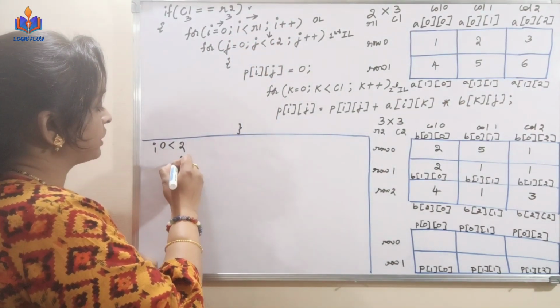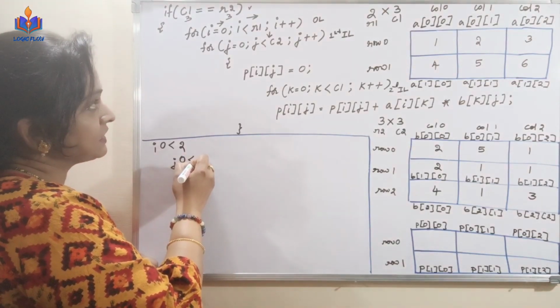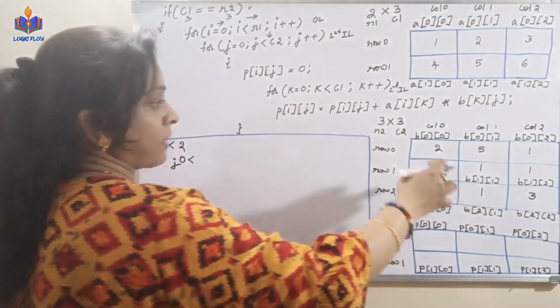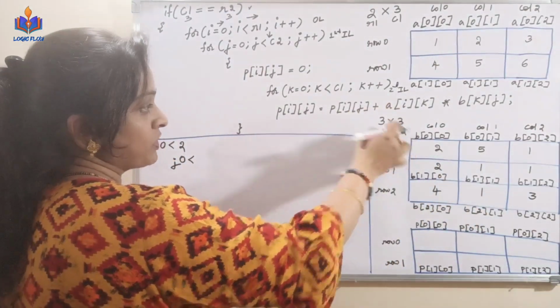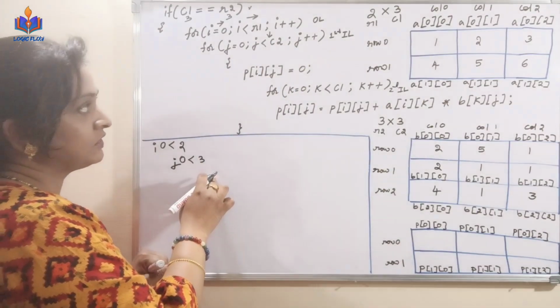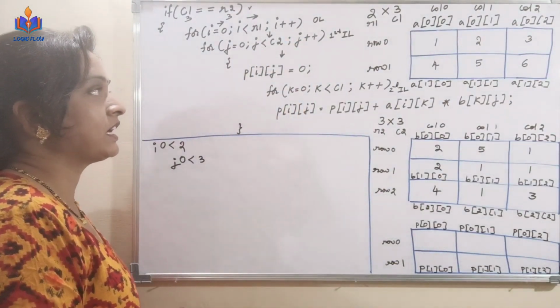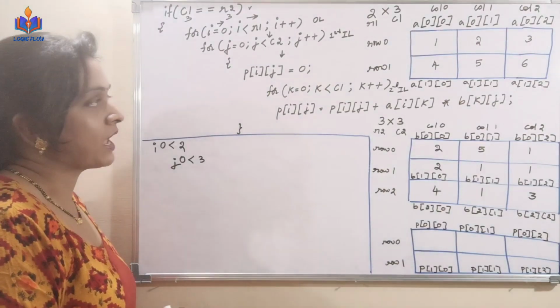j equal to 0. This is the j loop. j less than the columns of the second matrix, C2. C2 is 3. Condition true, 0 less than 3. Get inside. Immediately when I just get into the loop, what happens?